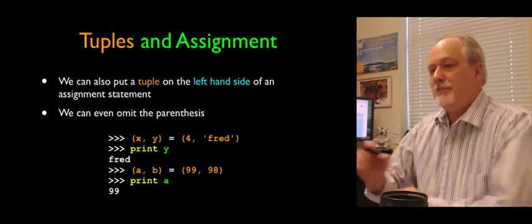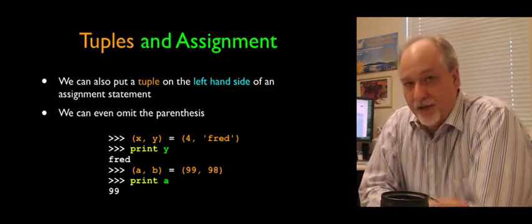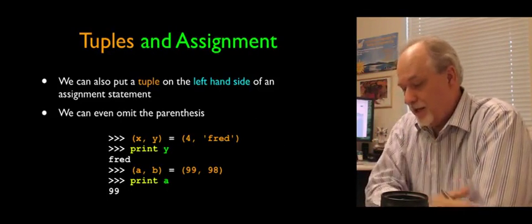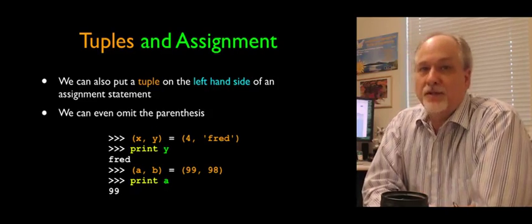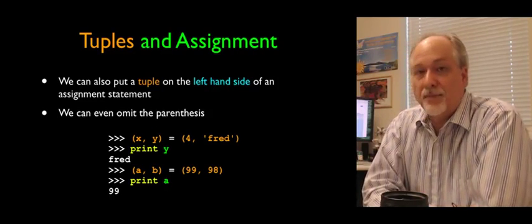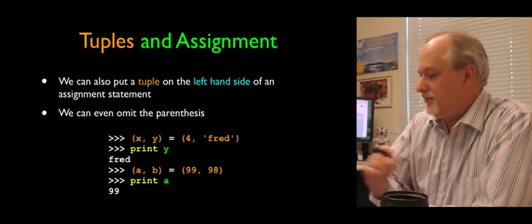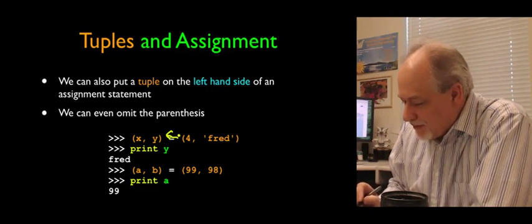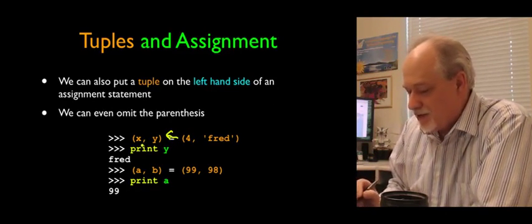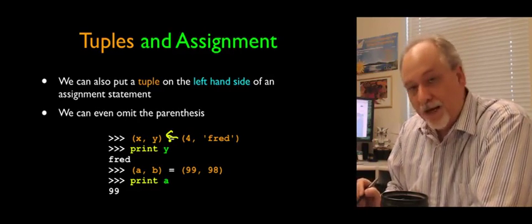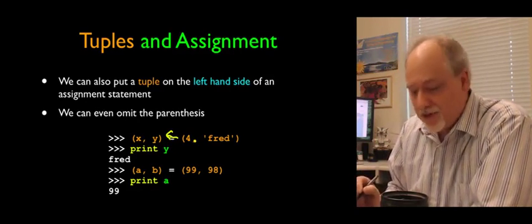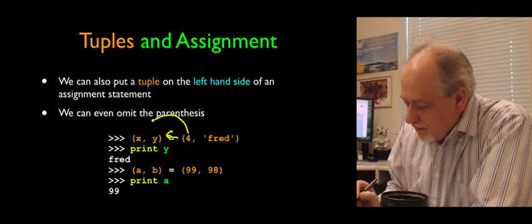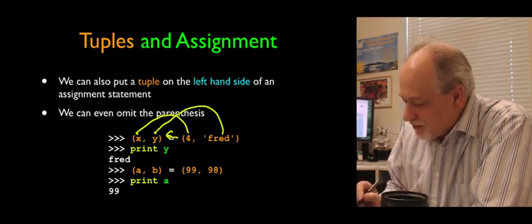Now, another really neat thing about Python that I really like is that you can do two assignments in one by putting a tuple on both the left and the right-hand side of the assignment statement. I like to think of an assignment statement as having a direction that says these things go there. In Python, you can actually send two things at the same time. The 4 goes into the x and the Fred goes into the y.